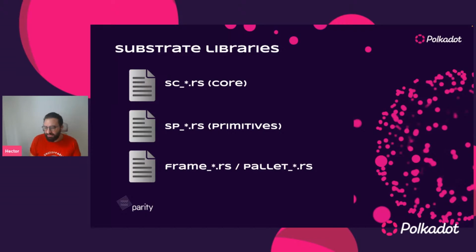Then you have the sp, which relates to primitives. So all the primitives that are related to Substrate go in that directory, under that terminology, which is sp_something.rs. And the rest, which are the ones that you are probably most aware of: the pallet and the frame_something. For example, the first one is frame_system.rs, which is the system pallet for FRAME, or pallet_assets, which is the assets pallet that you configure in your runtime.